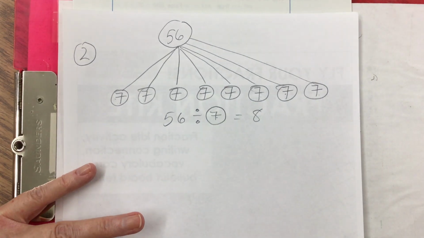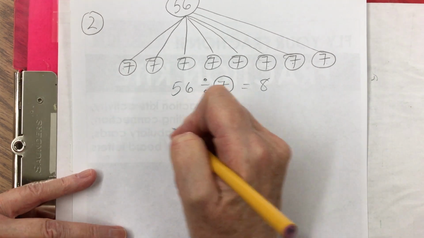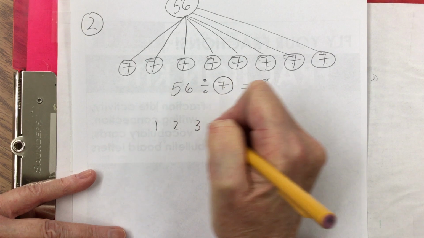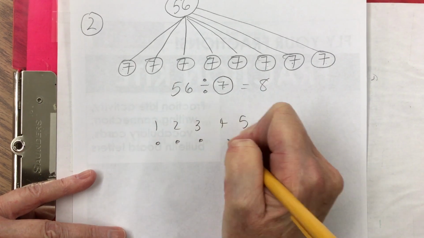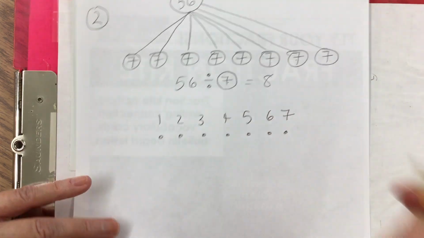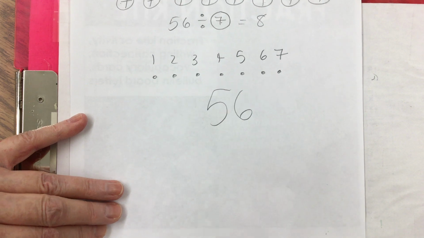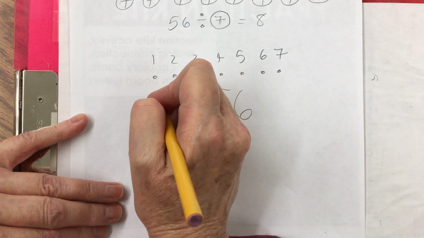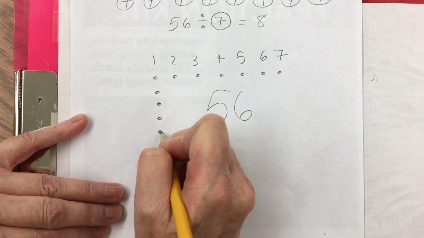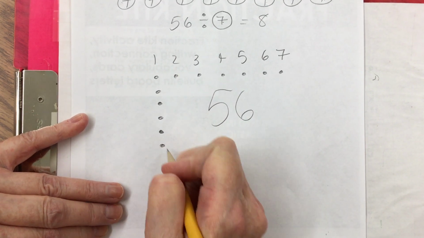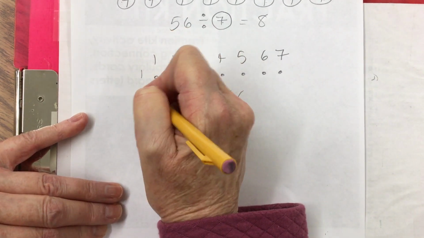So now that I've done it that way, and notice I'm not even looking at any of this stuff yet, I could have also done this. Each kid has 7 books. 1, 2, 3, 4, 5, 6, 7. This is a group of 7. And we need to know how many groups of 7 are 56. 7, 14, 21, 28, 35, 42, 49, 56. So now we know.